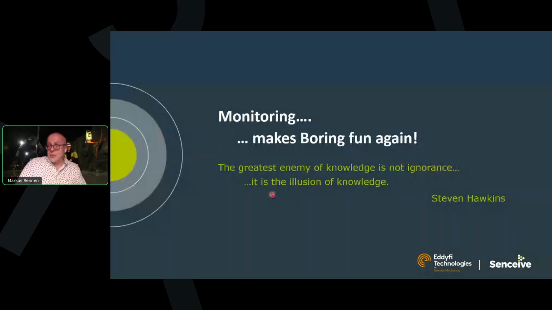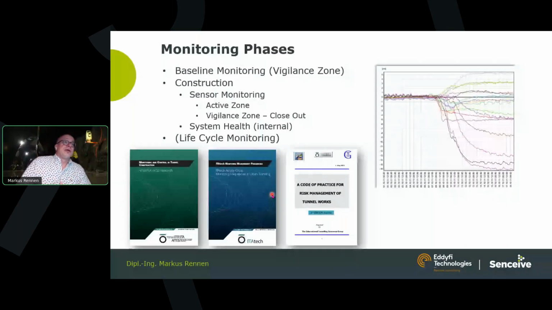Now, when dealing with monitoring, we have to think of the different phases of monitoring, and this is something that's general for monitoring. We have to have a baseline monitoring, a vigilance zone. So we have to define what happens before any kind of impact, any kind of construction starts, and then we have a more or less phase where not so much is happening and we experience the natural behavior of our environment.